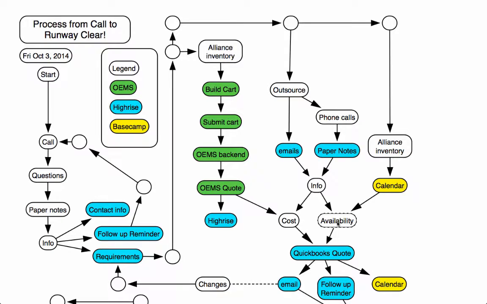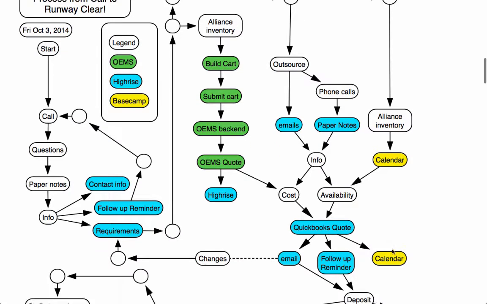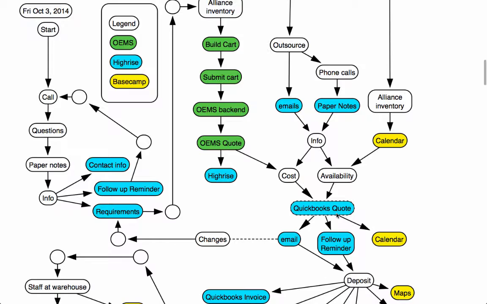So now if we have outsourced and Alliance inventory, by going through everywhere like this here, we'll get the cost and availability of the outsourced items and the cost and availability of the Alliance inventory. And again, we can make a QuickBooks quote. Now, when we have that quote, we're going to need to save it again in Highrise to be able to keep track of that communication. Now, after that, we're going to need to email this to the customer.